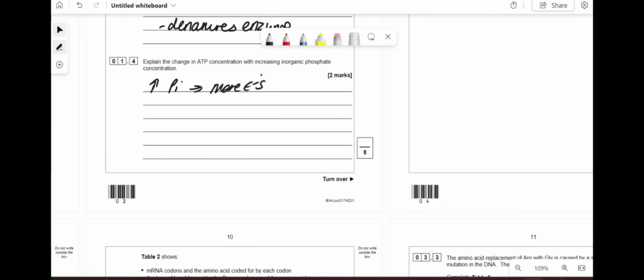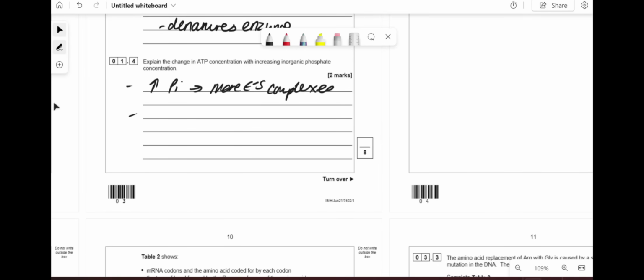You want to talk about it in terms of molecules, not just what you see on the graph. You need to describe what happens with the enzymes and the substrates. So increasing Pi means more ES complexes. Obviously, you need to write the full thing in your exam. I'm just doing it quickly because I can. Increased Pi means more ES complex.